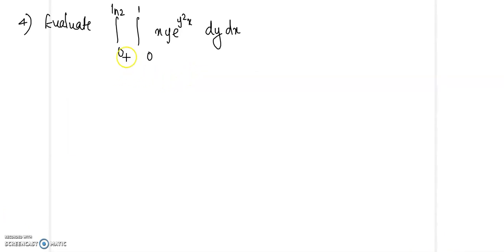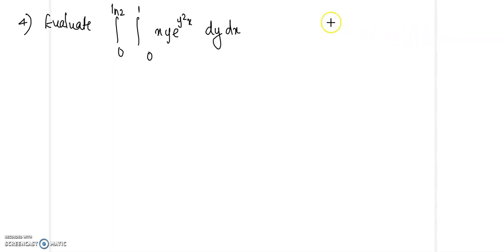The problem is to evaluate the integral from 0 to ln 2, integral from 0 to 1, x y e raised to y square x dy dx. So first we need to integrate with respect to y.